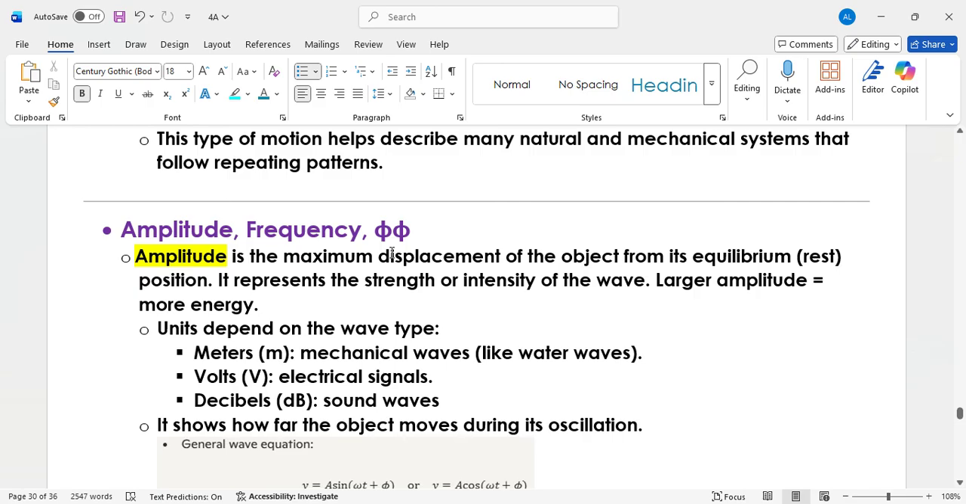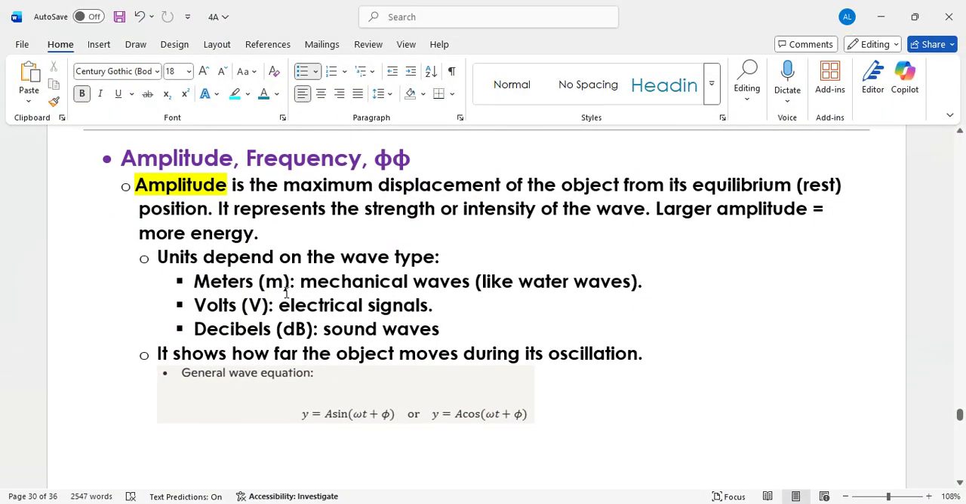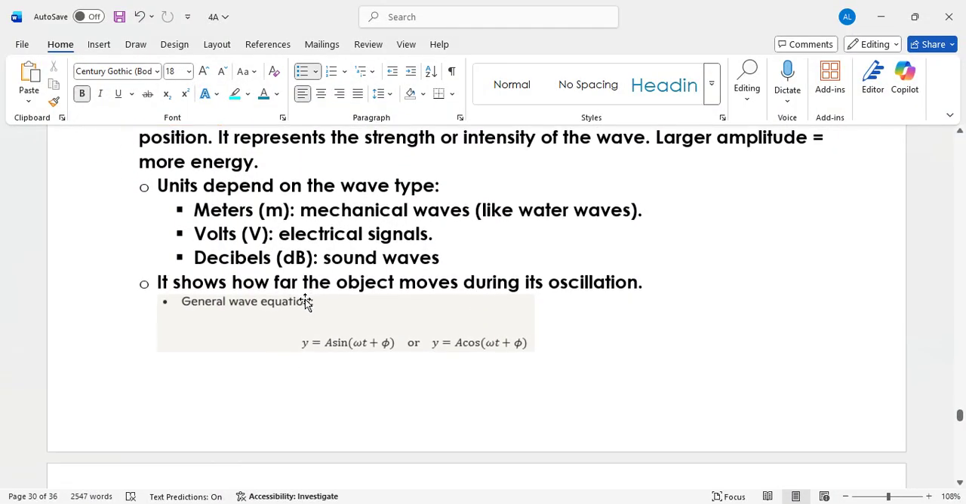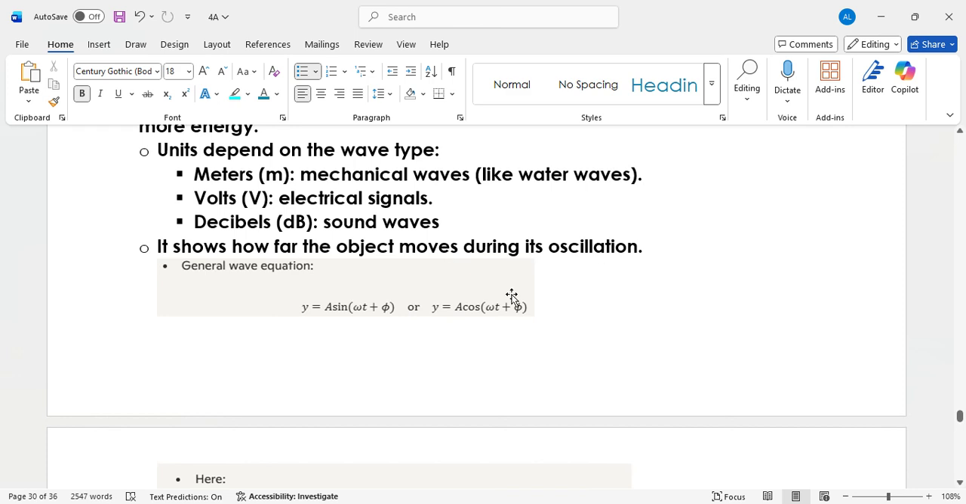Amplitude, frequency. Amplitude is the maximum displacement of the object from its equilibrium rest position. It represents the strength or intensity of the wave. A larger amplitude equals more energy, right? Units depend on the wave type. Meters for mechanical waves like water waves, volts for electrical signals, decibels for sound waves, right? It shows how far the object moves during its oscillation.